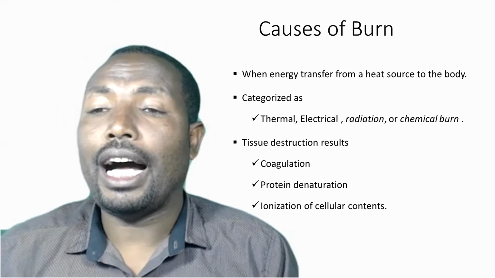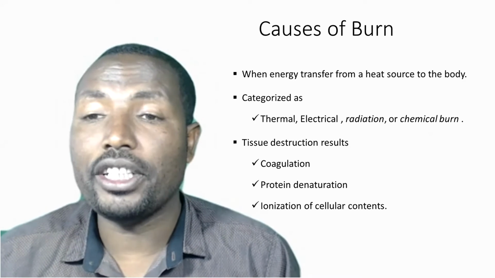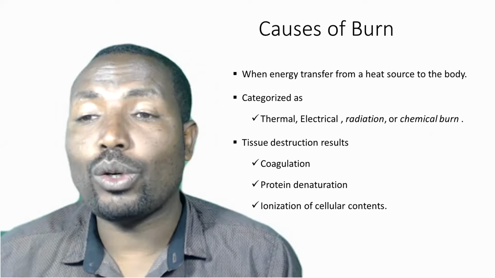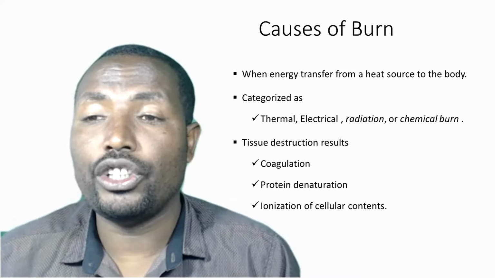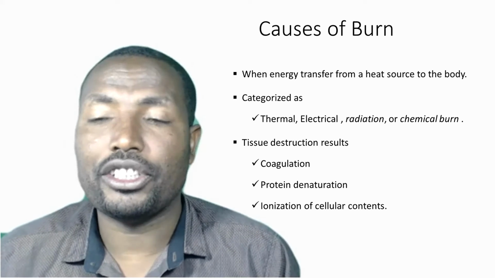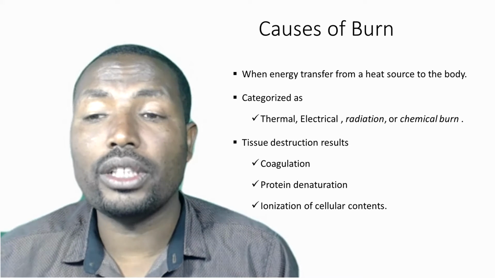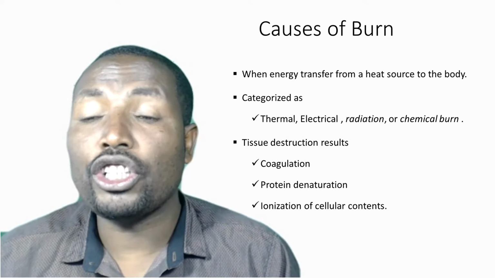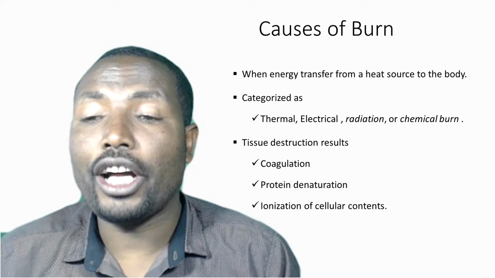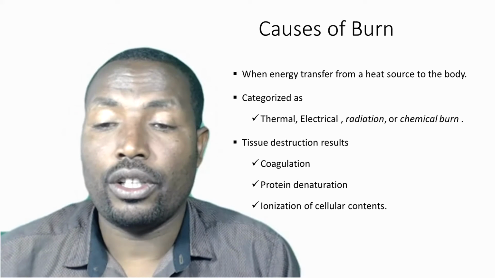Burns can be caused when energy is transferred from a source to the body, and this can be categorized as thermal, electrical, radiation, or chemical burns. Tissue destruction results from coagulation, protein denaturation, and thirdly, ionization of cellular contents.